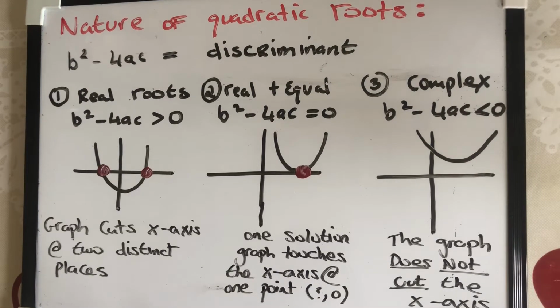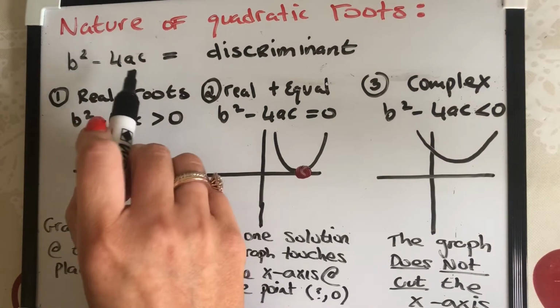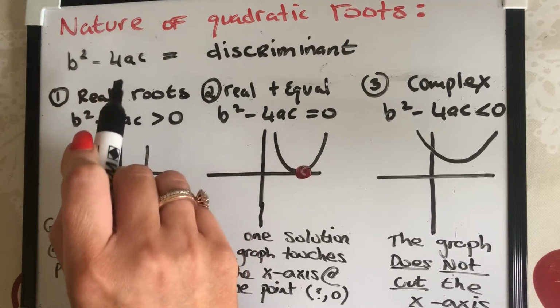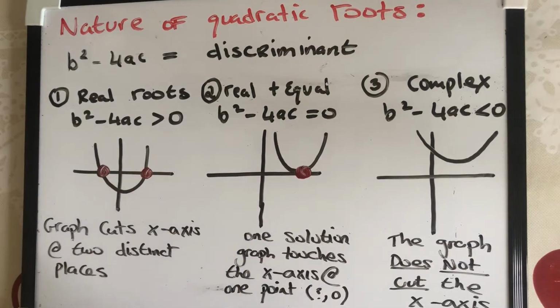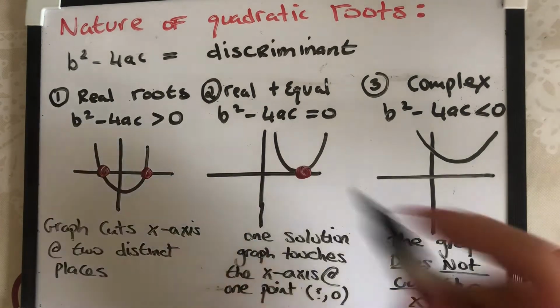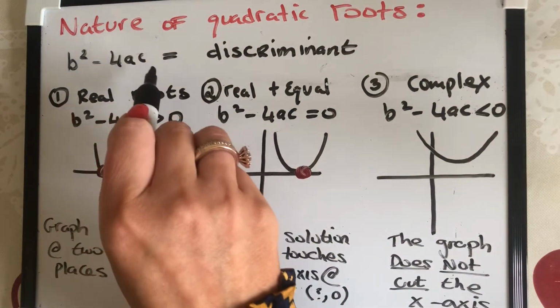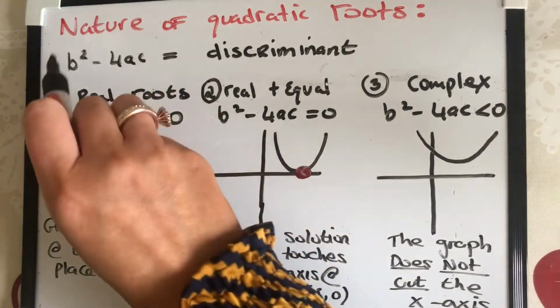In this video, we're going to be looking at the nature of quadratic roots. So we're going to begin by looking at a word called the discriminant. The discriminant is b squared minus 4ac, and it's derived from the minus b formula. So if you can recall, minus b plus or minus the square root of b squared minus 4ac over 2a. So that's where this derives from.